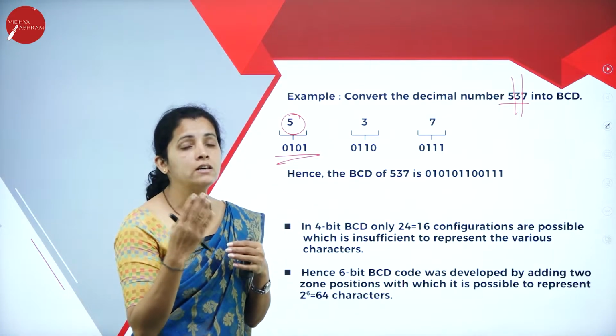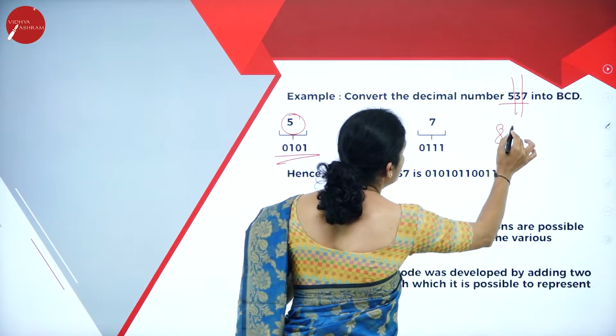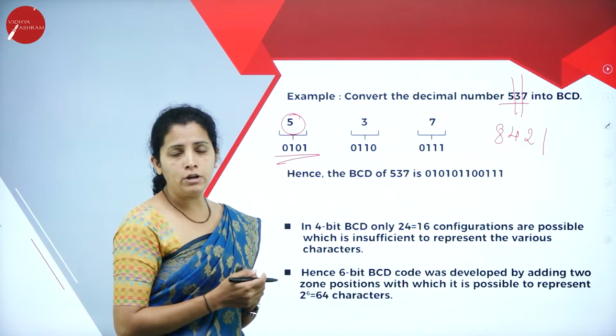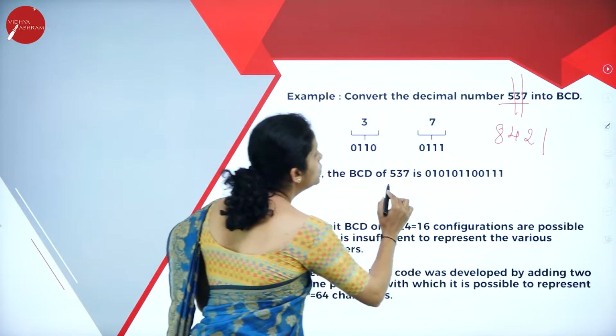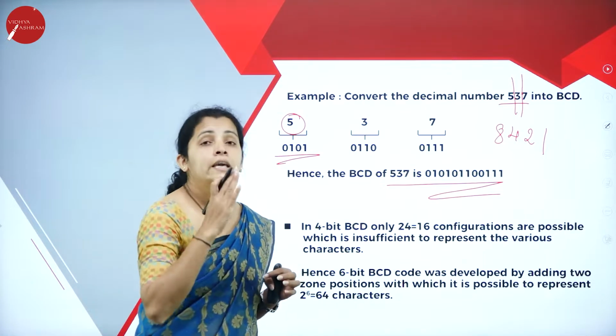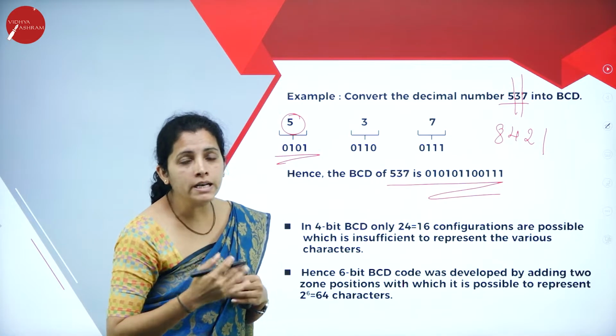So I need to consider 4 bits because here we are having 8, 4, 2, 1. And at the end, what I will do, I'm going to club all the results together to get my final result. So here I'm having some disadvantage. What is the disadvantage here?